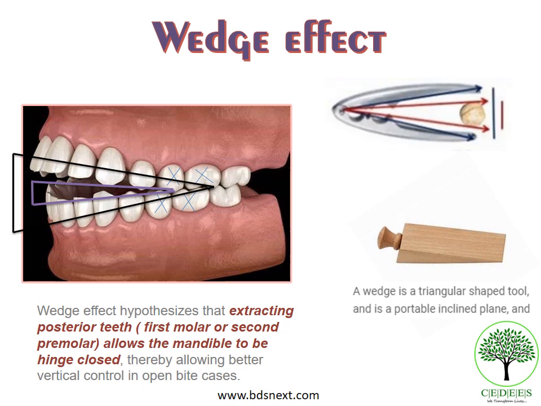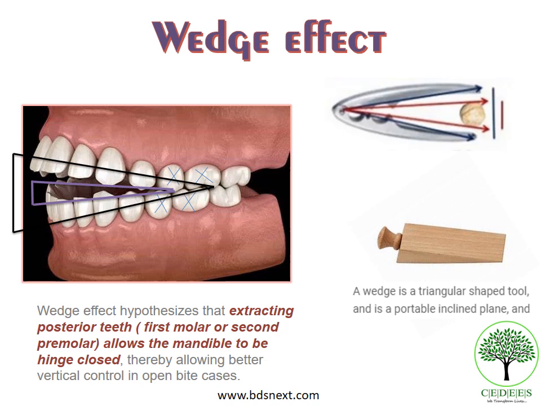Even the second premolar also shows good results with closing an open bite. So extracting the most posterior teeth, mainly the first molar or the second premolar, allows this wedge to be closed, or allows the mandible hinge to be closed, thereby allowing better vertical control in open bite cases.